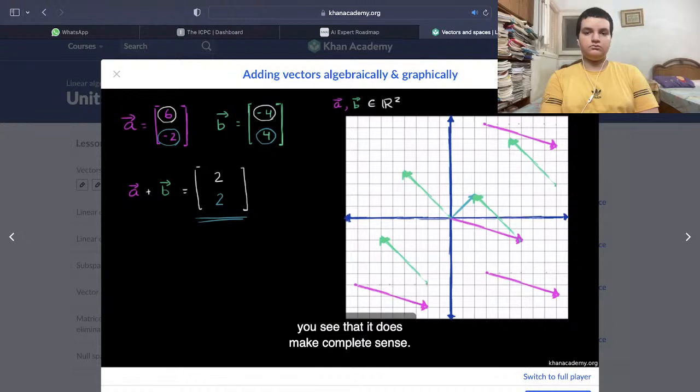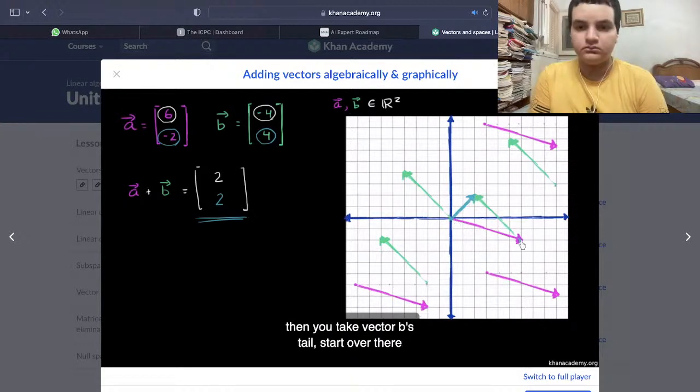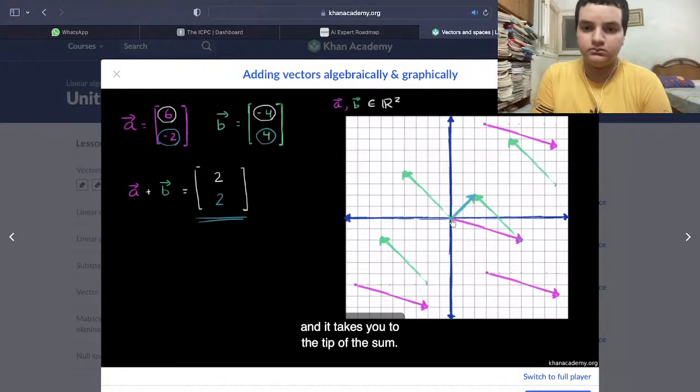This blue vector, the sum of the two, is what results where you start with vector A, at that point right over there, vector A takes you there. Then you take vector B's tail, start over there, and it takes you to the tip of the sum.